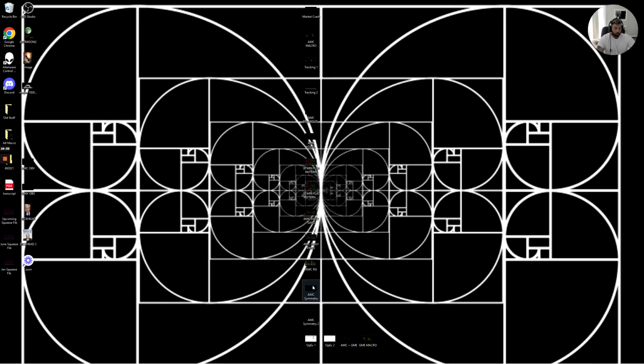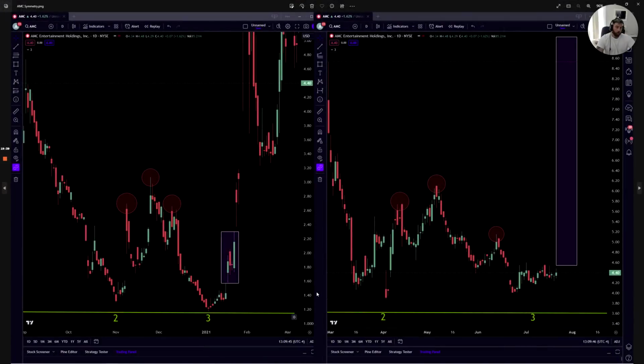One other thing I want to touch on before I move on from AMC is the symmetry. So the final iteration of AMC, once again, this W here with the tri-peak that led up to the squeeze January 2021, was a perfectly symmetrical move. So it's a W, your left leg of your W, your right leg of your W. Your tri-peak here is the middle of the move.